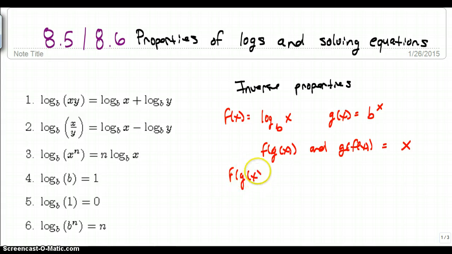So if I do f of g of x, I take the entire function g of x, which in this case is b to the x, and I plug it in for my x variable. So this becomes log base b, and instead of x, I have the entire function g of x. So log base b of b to the x. And I know that this equals x because they are inverses.